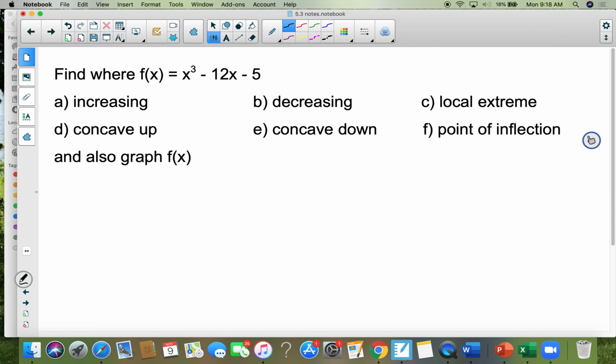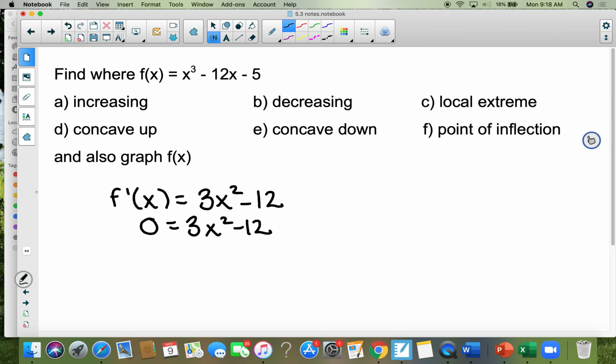Okay, so find where the original graph of x cubed minus 12x minus 5 is increasing, decreasing, local extremes, concave up, concave down, point of inflection, and also graph it. So the first thing I'm going to do is find the mins and the max. The derivative is 3x squared minus 12. Set that equal to 0. Divide by 3. So at x equals 2 and negative 2.